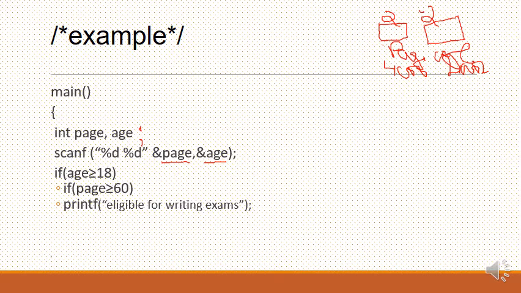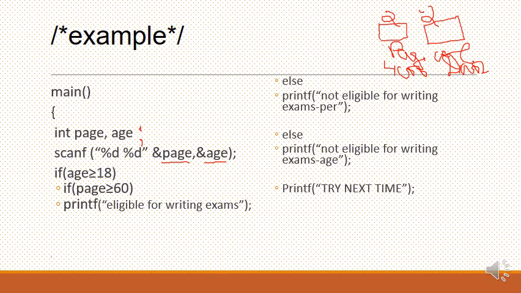You think that this is an inner block statement. We have to write both the options. If this is true, it is going to execute this statement. What happens if this is false? False means we have to write the else of this one. You see here, else printf not eligible for writing the exams, because percentage is less. If you want, you can write percentage is less than 60, not eligible for writing the exams. Okay, now both the options are completed.